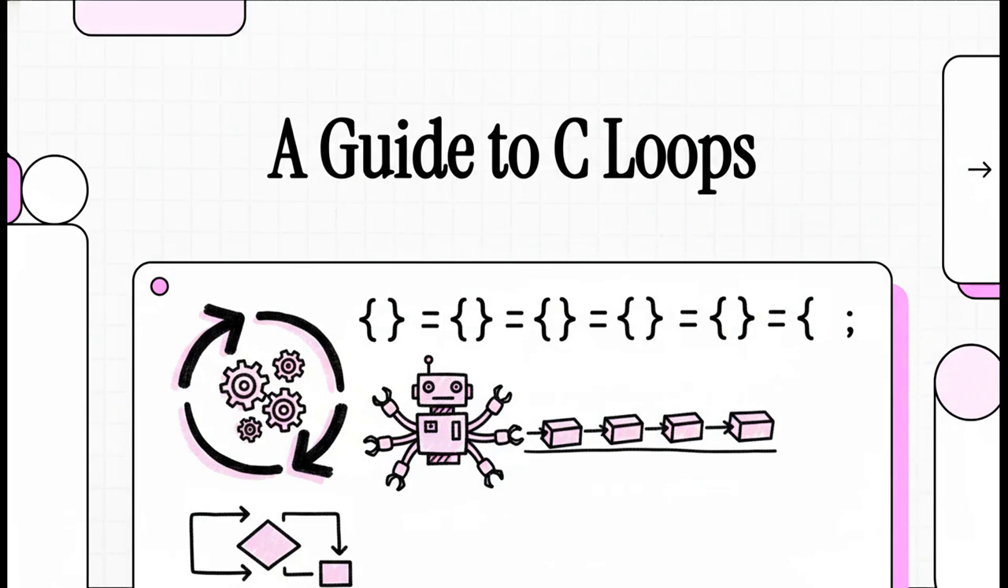All right, let's dive into one of the most powerful and, frankly, essential tools in any C programmer's toolkit: loops. These are the absolute workhorses that let your programs do things over and over and over again, saving you from writing tons of tedious, repetitive code.